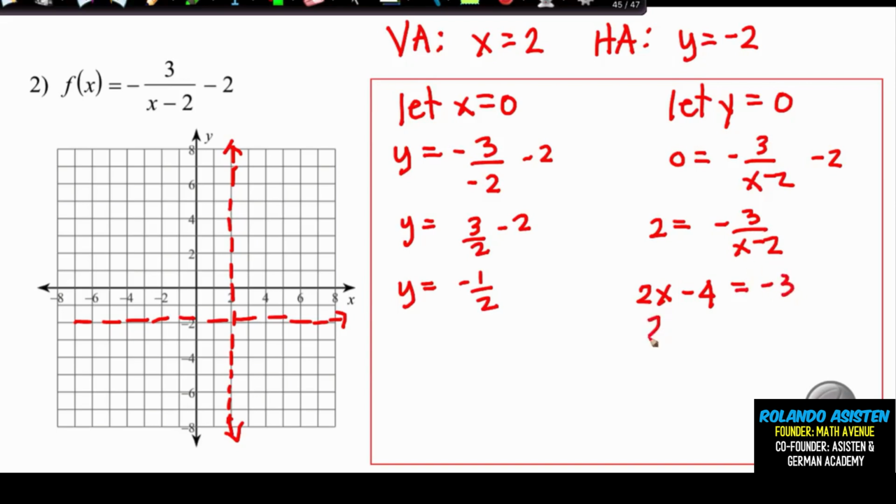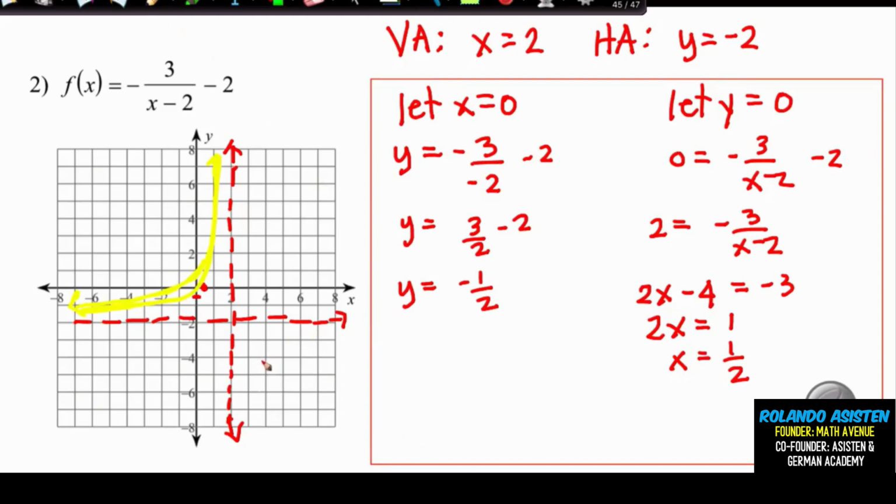And then solving for x, you have 2x equals 1 and x equals 1/2. So the x-intercept is 1/2, we'll cross here, and the y-intercept is negative 1/2. So x-intercept is positive 1/2, the y-intercept is negative 1/2. Then let's trace the graph. So that's our approximate curve. There's another one at the bottom.